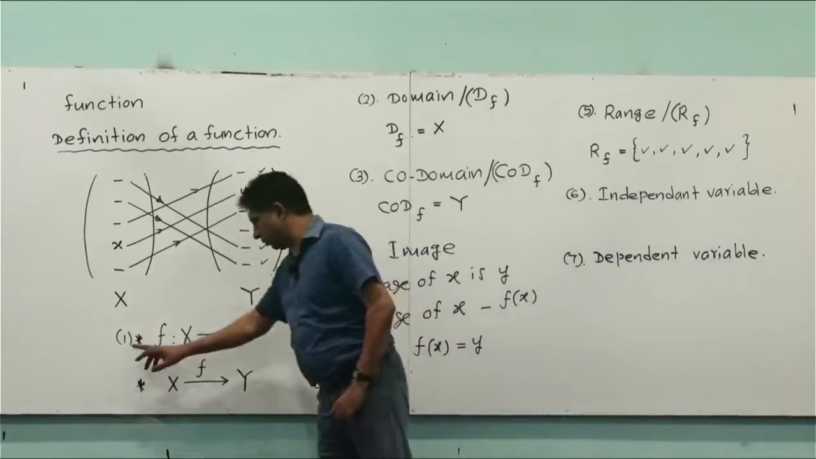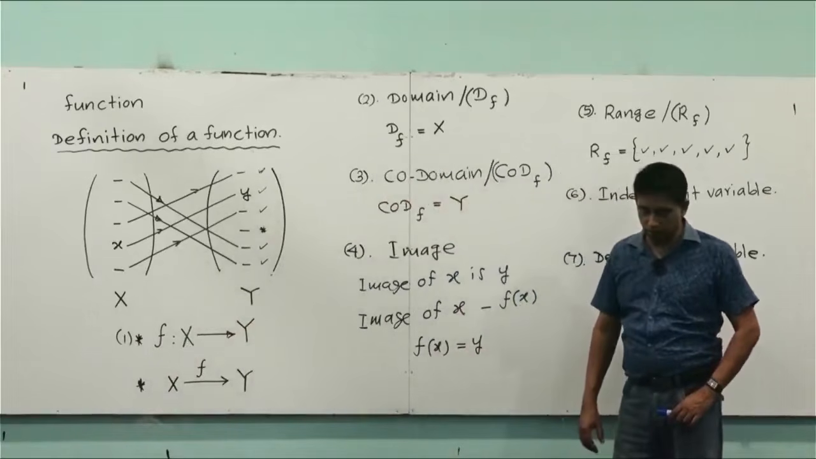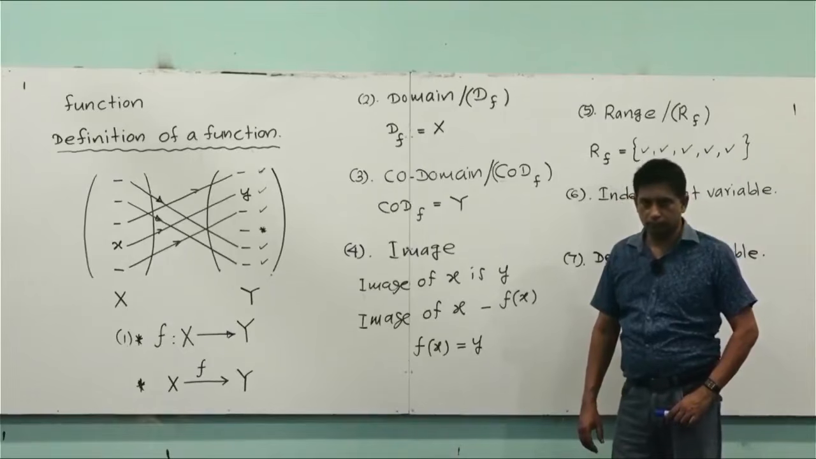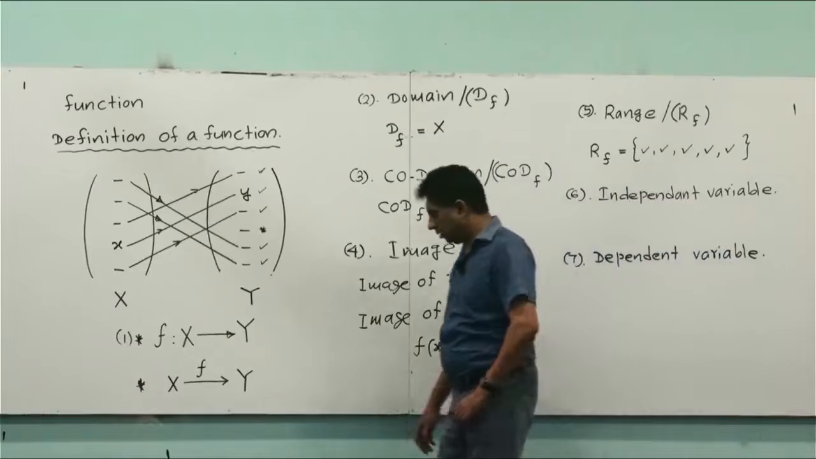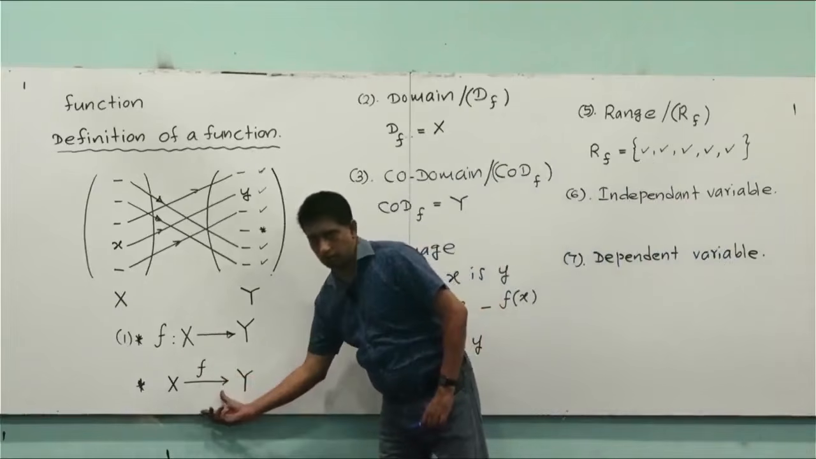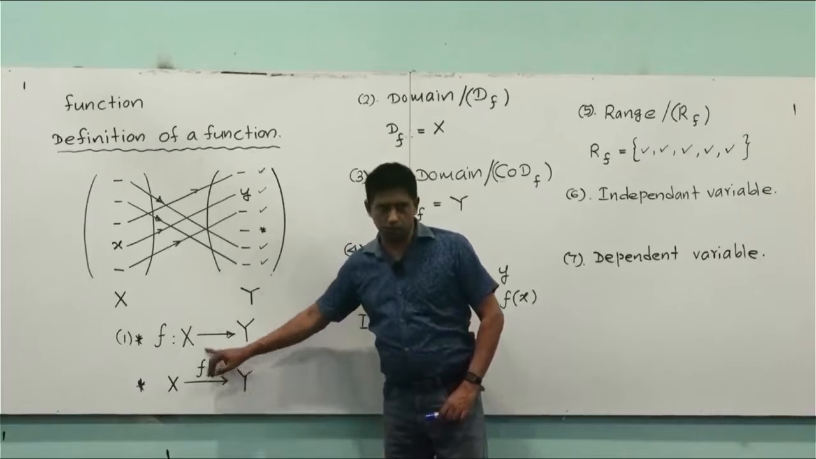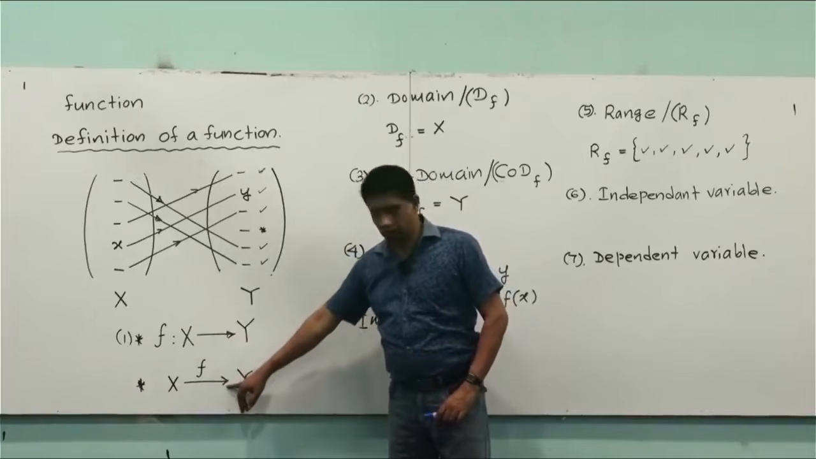Then write down first one, function notation. Right. Then write down this one and this one. There are two notations for a function. One is this one, second one is this one.